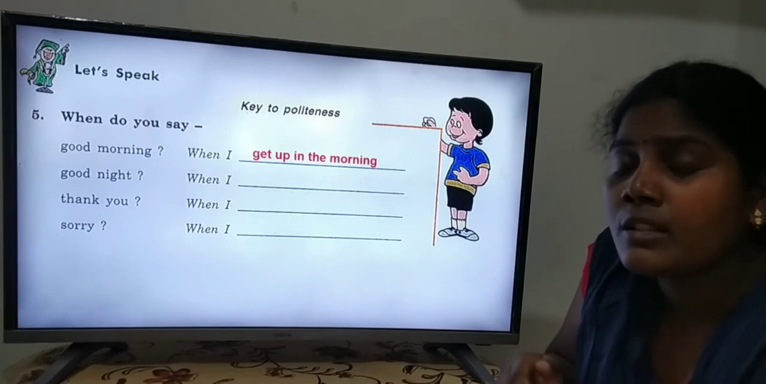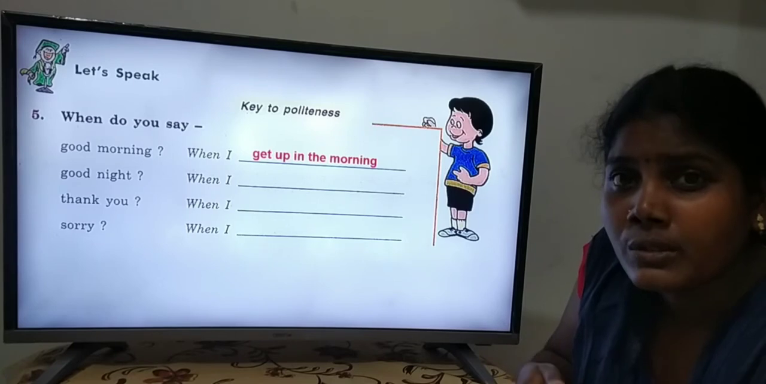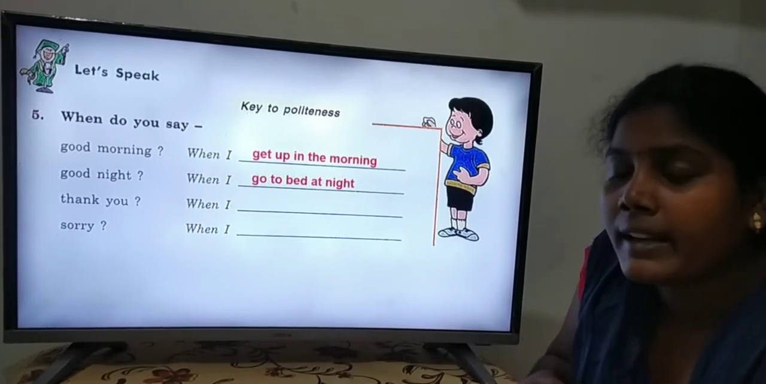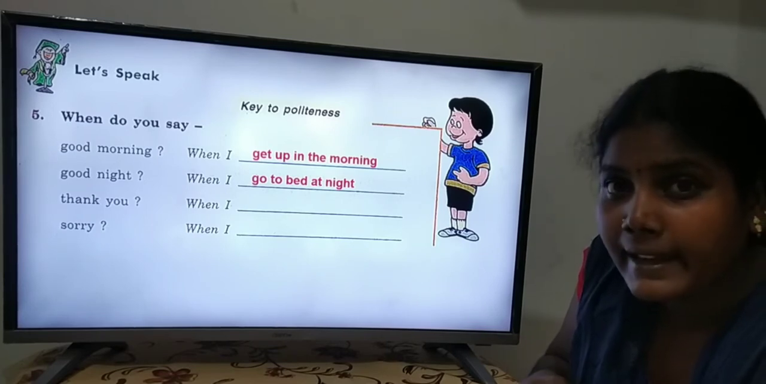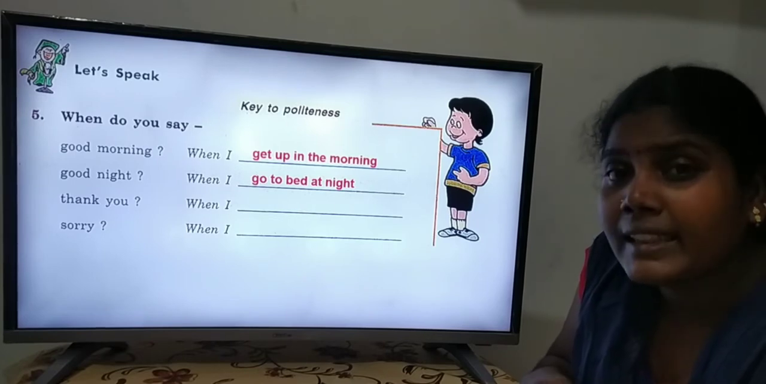The next word is good night. So when can we say good night to someone else? When I go to bed at night, I used to say good night to everyone. And thank you.